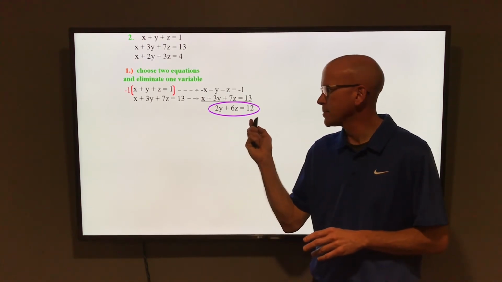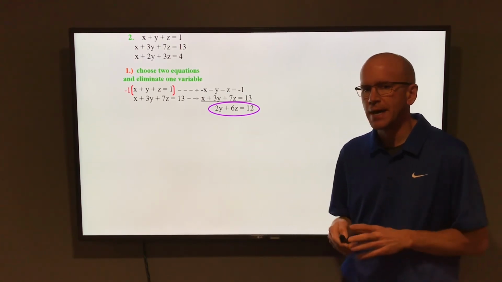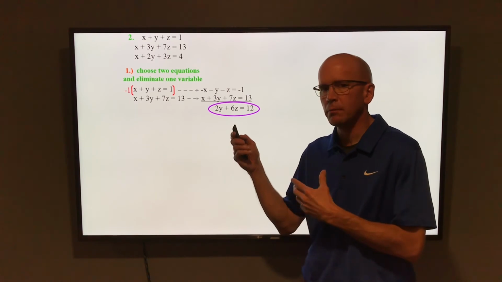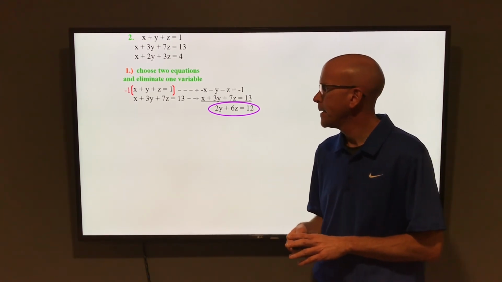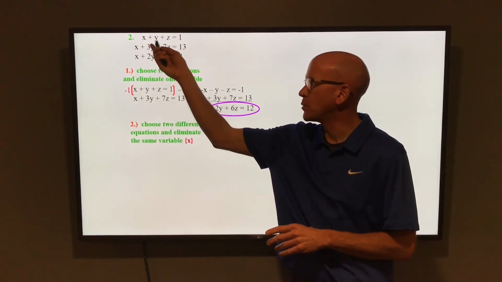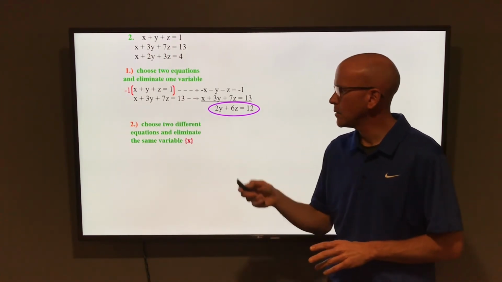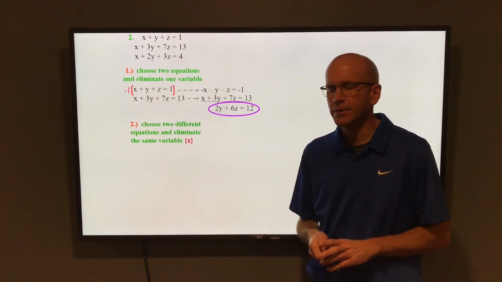Now that equation I'm going to hold on to. I'm going to use that in a little bit. So circle it, mark it somehow so you remember where it's at, because you're going to be using that shortly. Then go back and choose a different pair of equations from the original three and eliminate the same variable. So we'll have to eliminate the x again.